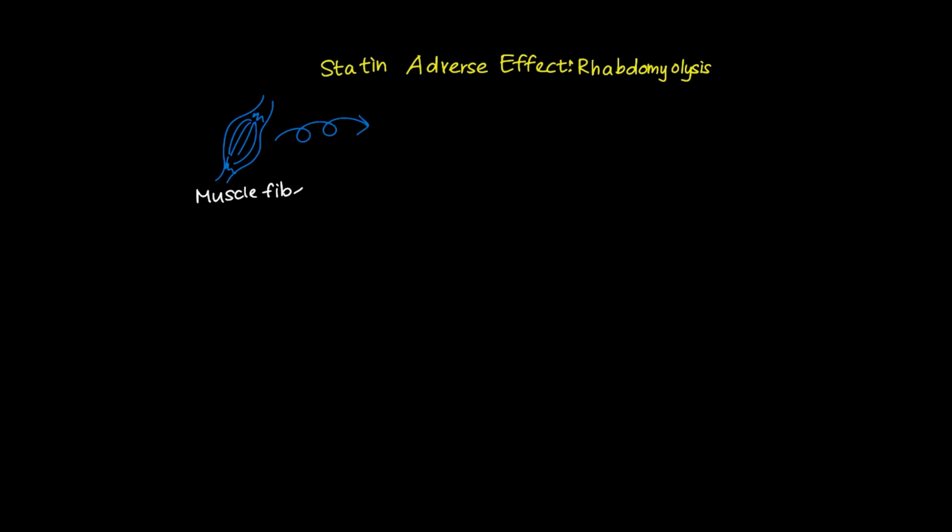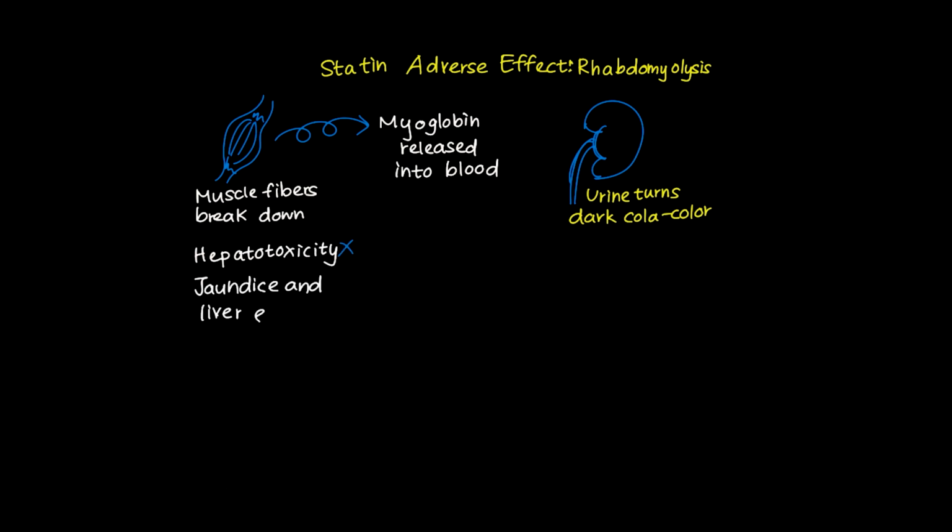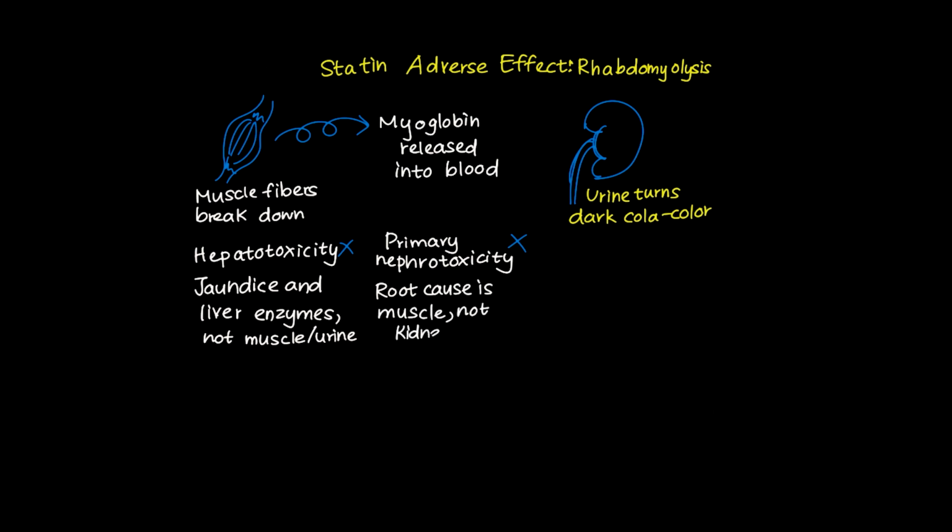The myoglobin turns the urine dark brown or cola-colored as the kidneys try to filter it out. The severe muscle pain comes from the actual muscle fiber destruction happening throughout the body. This is a medical emergency because the myoglobin can clog the kidneys and lead to acute kidney injury as a secondary complication. Hepatotoxicity from statins would show jaundice and elevated liver enzymes, not muscle pain and dark urine. Primary nephrotoxicity is a kidney problem, but the root cause here is muscle breakdown, not direct kidney attack. Anaphylaxis brings hives, swelling, and airway compromise, which is a totally different picture.